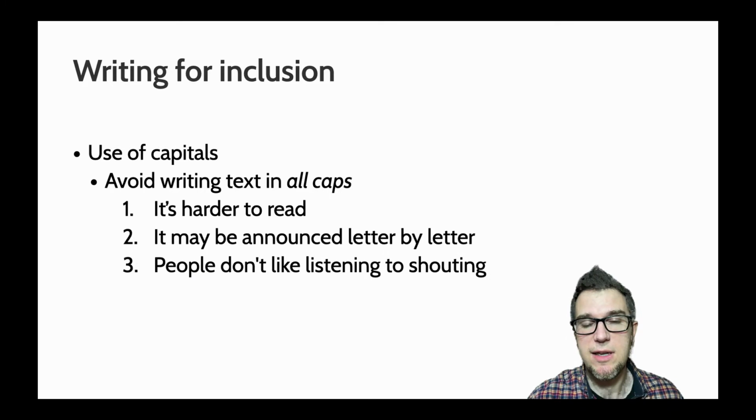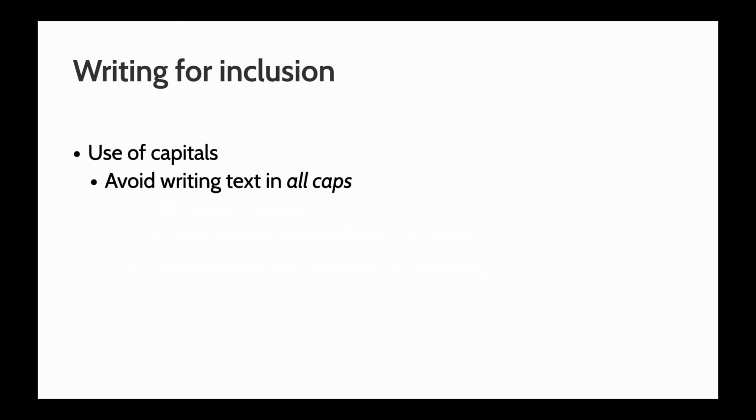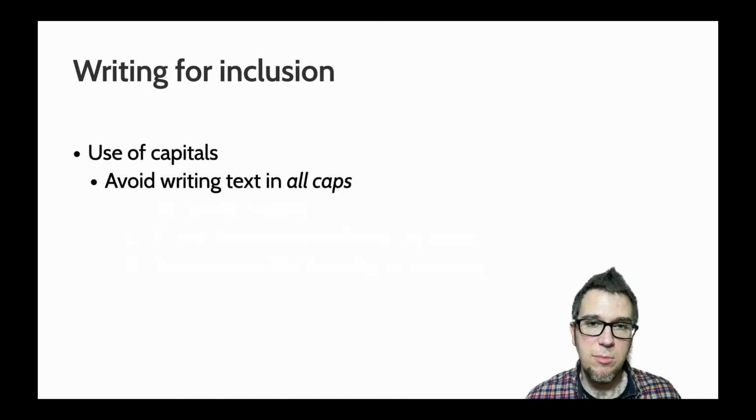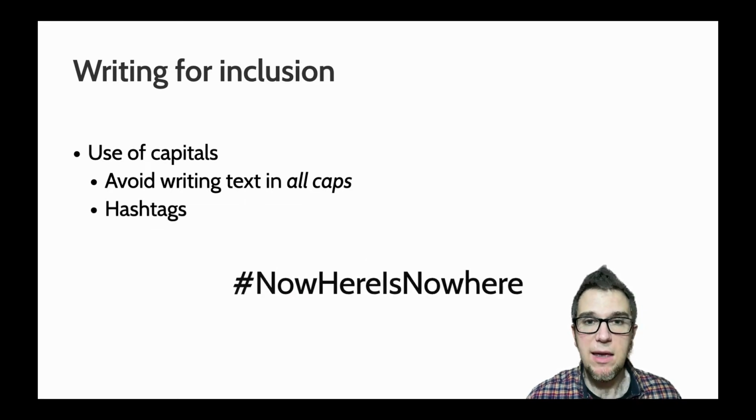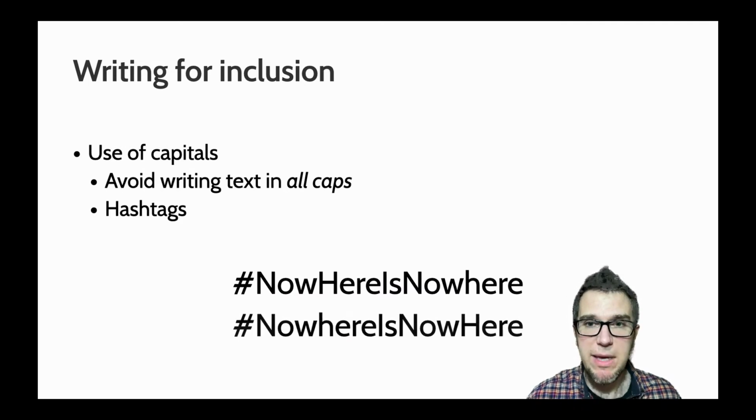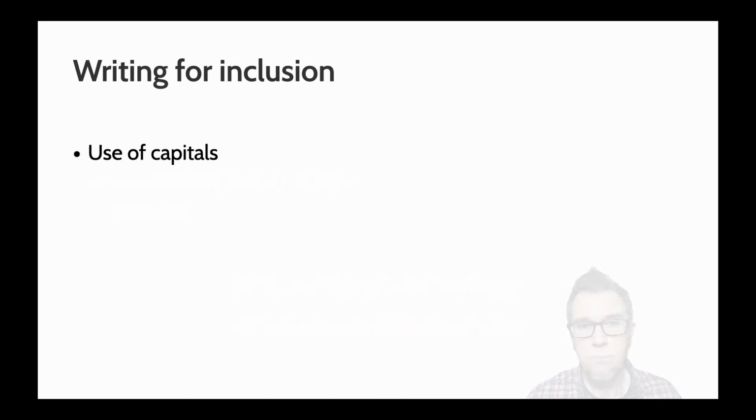People don't like listening to shouting. Using all caps is considered by some to be the digital equivalent of shouting. In fact, some screen reader software packages announce uppercase letters with extra emphasis, which can be a little bit like listening to shouting. Another example of where capital letters can play an important role is in hashtags on social media. Capital letters can make hashtags more readable and less ambiguous, and are spoken more clearly by screen reader software.